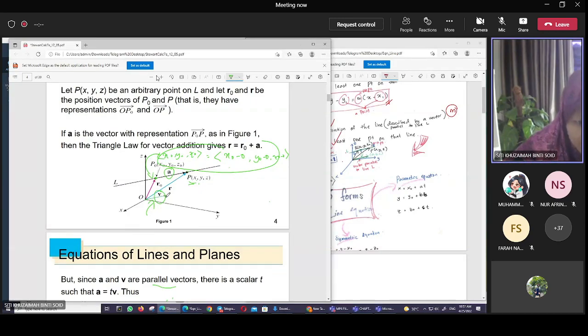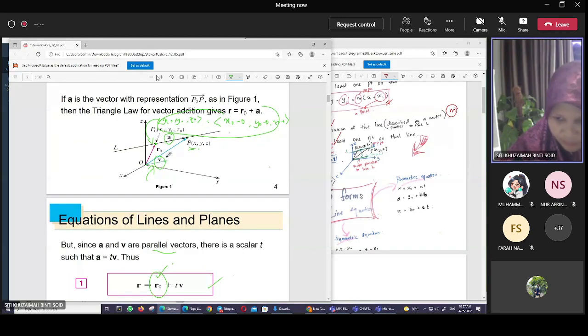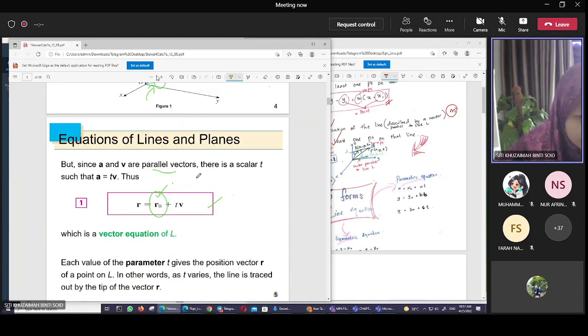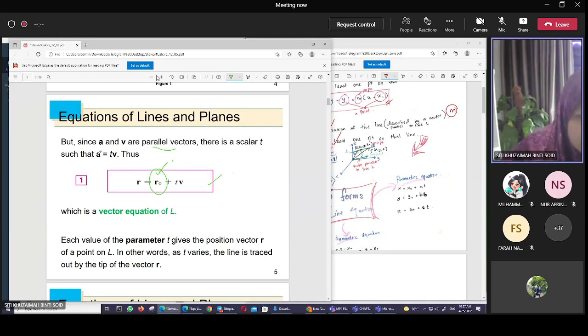Parallel vector here diberi, and also this parallel vector is parallel to this line. Okay. Itu je dulu, tak apalah from this picture. Okay. So here, we have this formula.